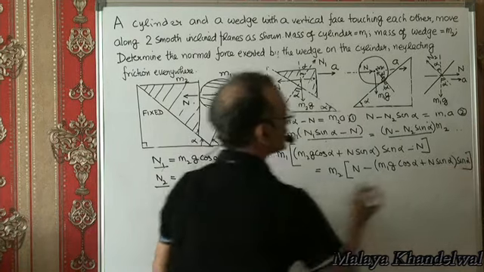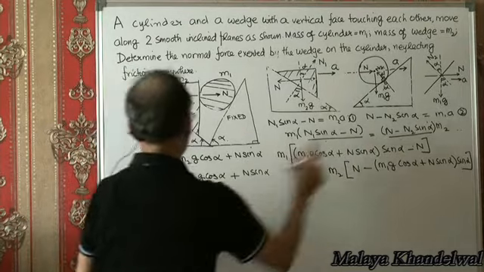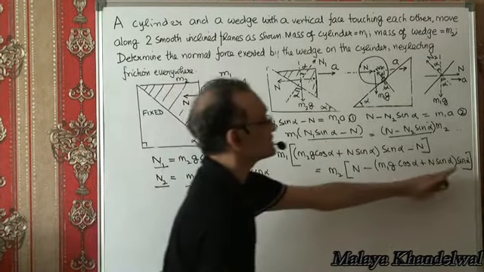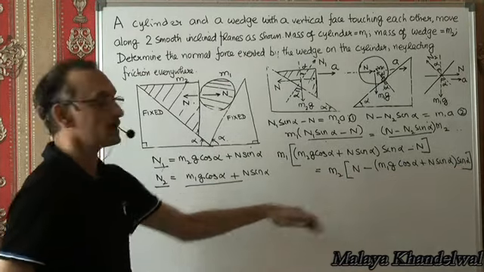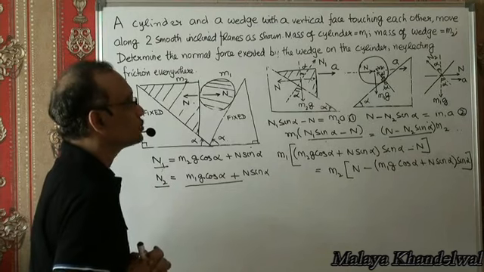I hope you realize what I did here. The n1 comes from here, the n2 comes from here. N2 is this, m1g cos alpha plus n sin alpha into sin alpha. This is what I get, right? Now, how do I solve for n?